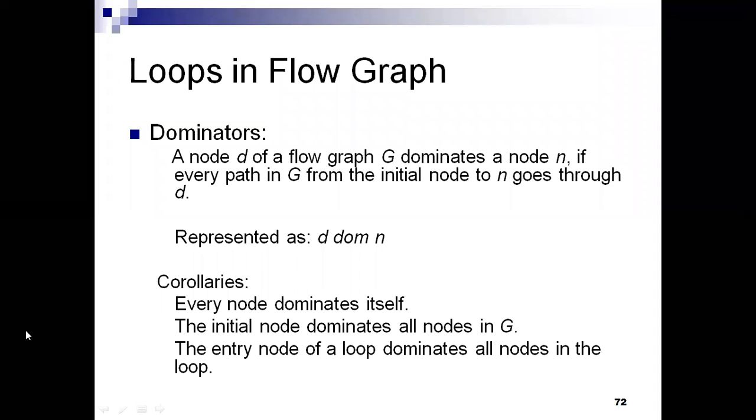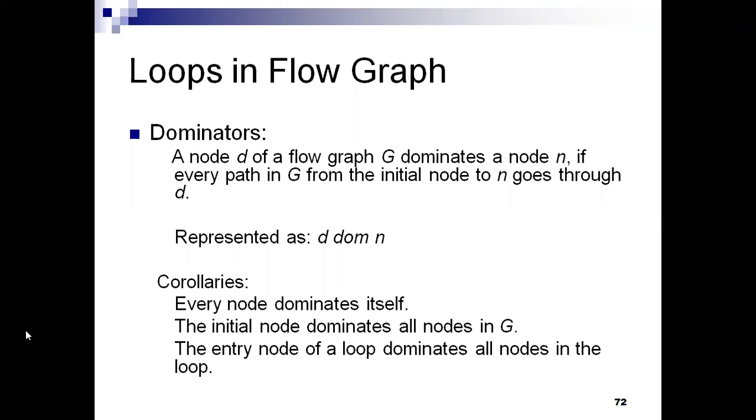This is the definition of the dominator, which is one of the terminologies in loops in flow graphs. D dominates N means node D dominates node N when every path to node N from the initial node goes through D only. Then only it dominates N, and that is represented as D dom N. Is it clear now? And here we have an example.